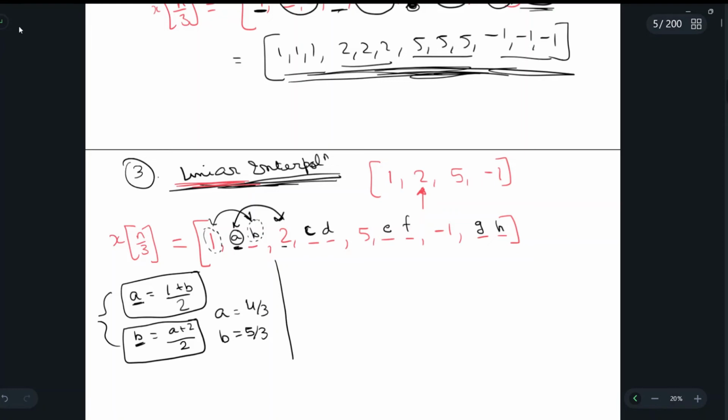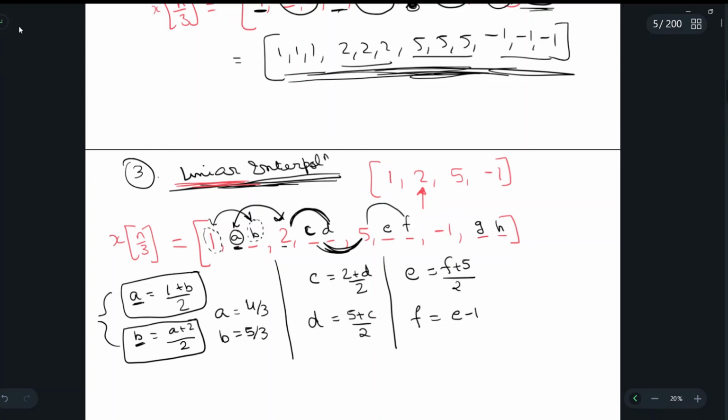That is, for C, you will be writing 2 plus D by 2. That is, we are finding the average of these two numbers. And for D, we will be writing 5 plus C by 2. That is, we are finding the average of these two. Now similarly, in order to find E, you will be writing F plus 5 by 2, and in order to find F, you will be writing E minus 1, because we have minus 1 over here, by 2. And similarly for G, G is the easy part, you will write minus 1 plus H by 2.